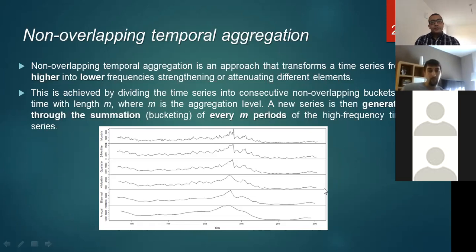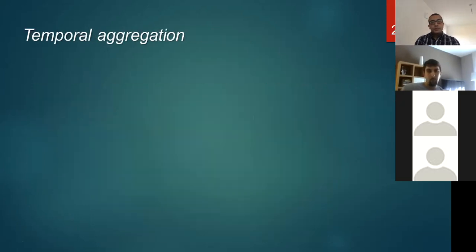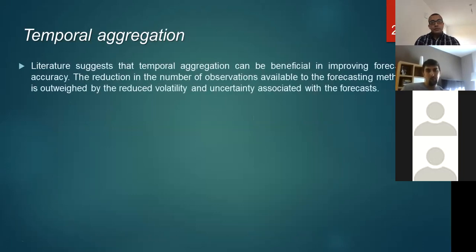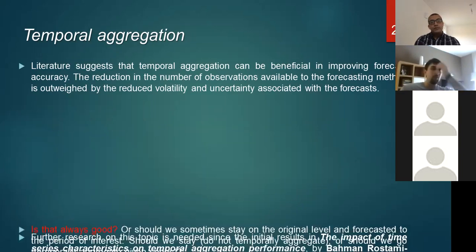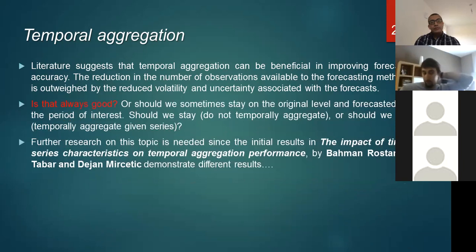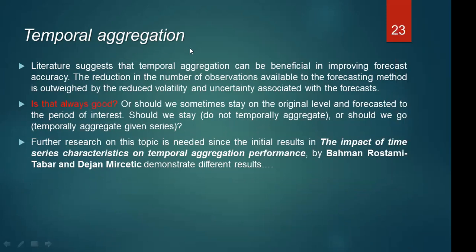But in the book there is one suggestion, and at this point in time, I'm doing one research with my colleague Bahman Rostami-Tabar, and we are not so sure that it is always that. So that's the reason I put this. The literature suggests that temporal aggregation can be beneficial in improving forecast accuracy, and generally, not just the author of this book, a lot of literature says that it's always good to temporally aggregate.